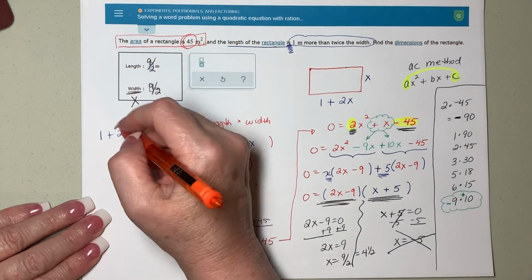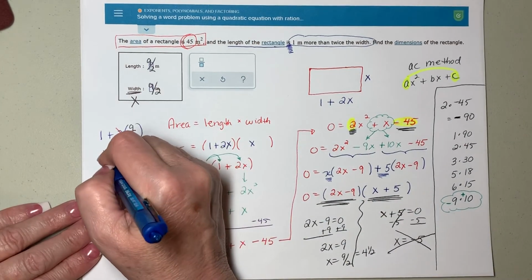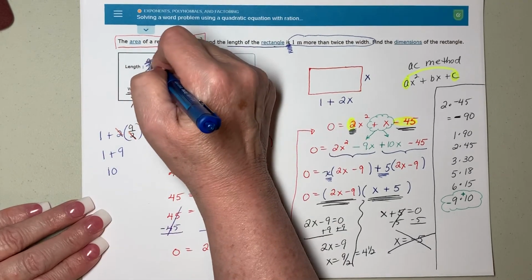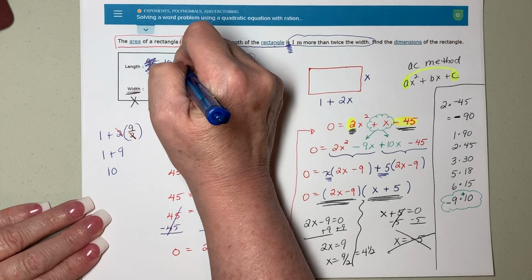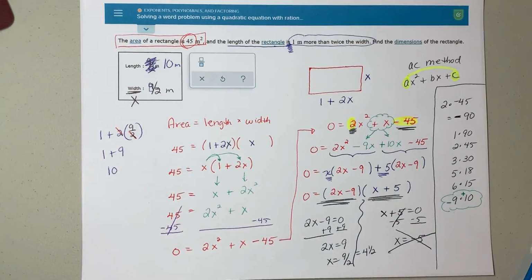And then, oh, that's nice. My 2's will cross cancel. So I'm just going to be left with 1 plus 9, and that adds up to 10. So, sorry, this should have been 10 meters. So 4.5 meters by 10 meters. That's a pretty big rectangle.